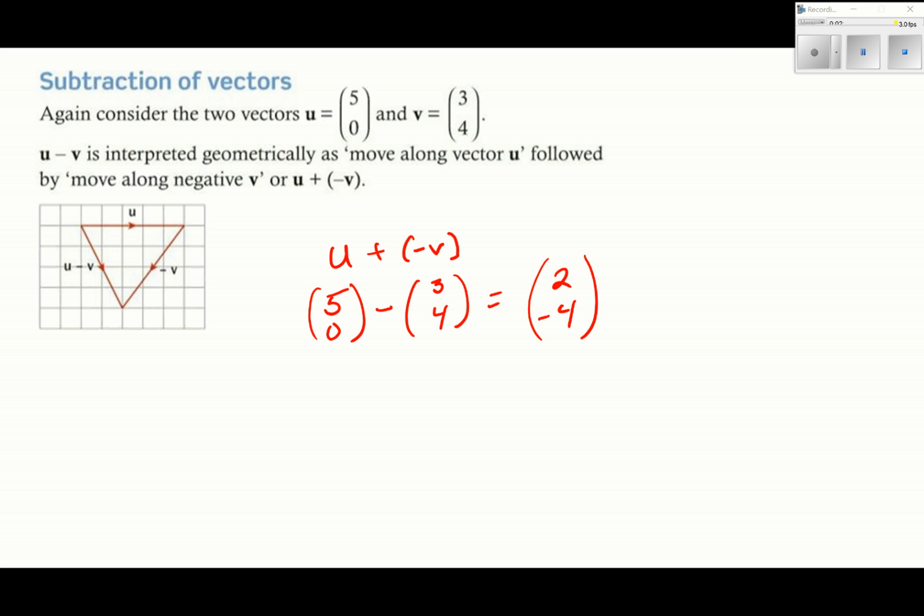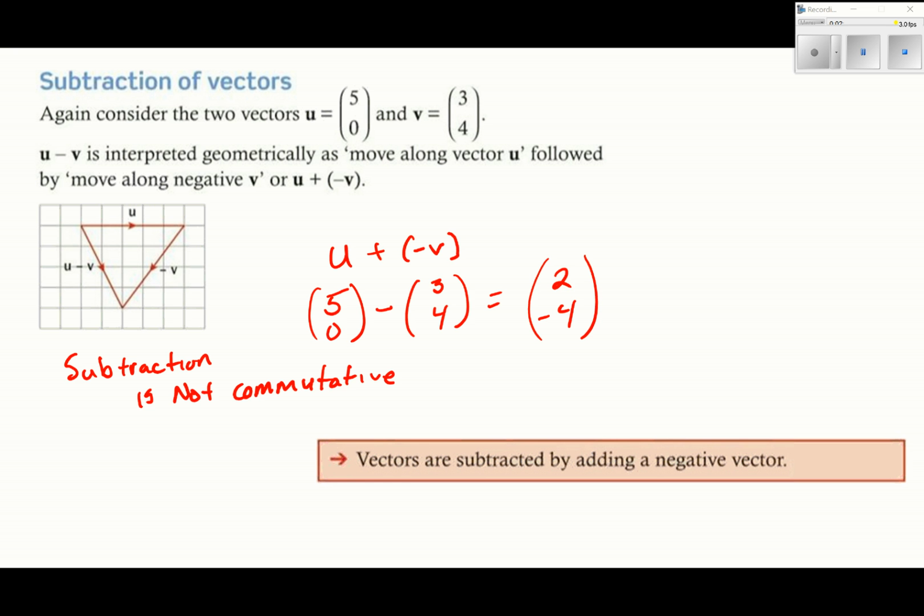Okay? Subtraction is not commutative. So make sure you are doing this in the proper order. Subtraction is not commutative. Make sure if it says u minus v that you're doing u minus v, or u plus the negative of v. And again, they're subtracted simply by adding the negative vector. This goes back to what we were doing in the last video with position vectors, where if it was OA, we could think of the negative of it as going from A to O.